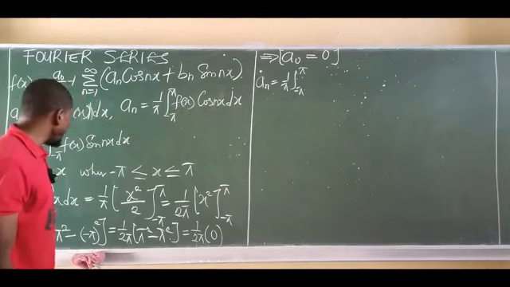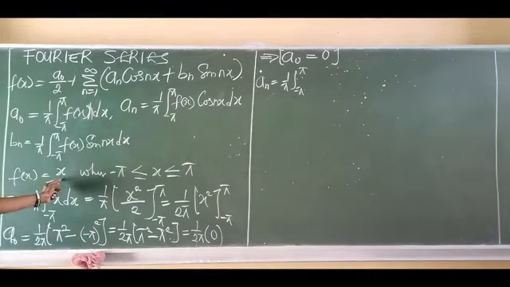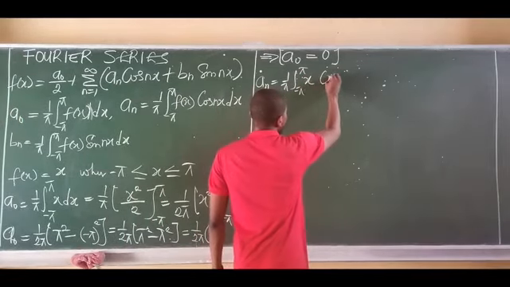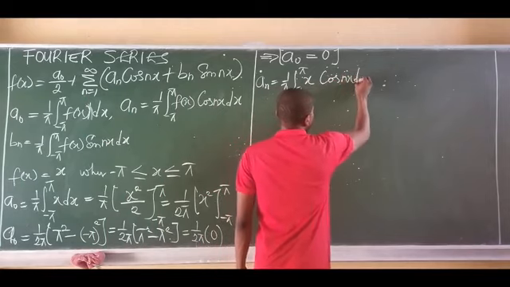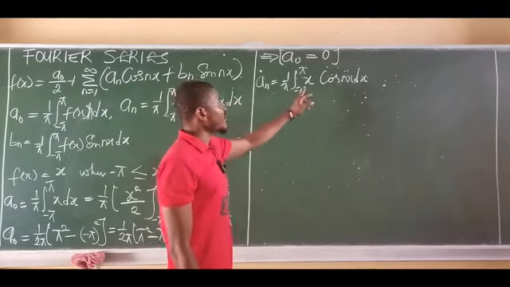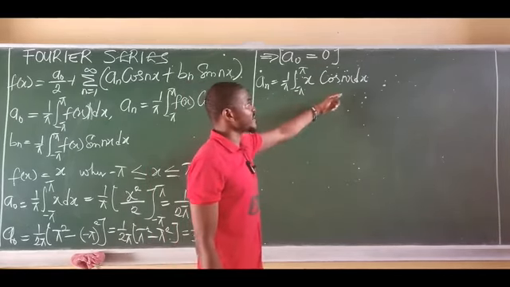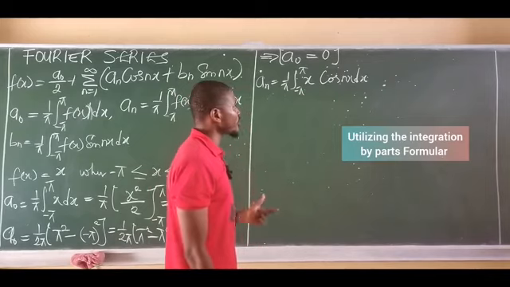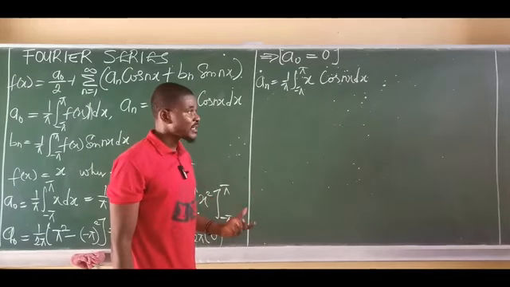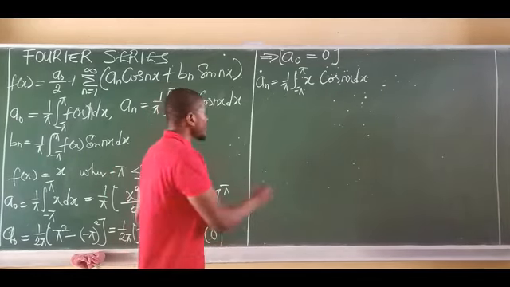So what is f(x)? Once again, f(x) is equal to x. So in place of f(x), you have x cos nx dx. Now, this is a product integration. I have x multiplying cos nx dx, which means I'm going to employ the principle of product integration to carry out this analysis. And what is the product integration?